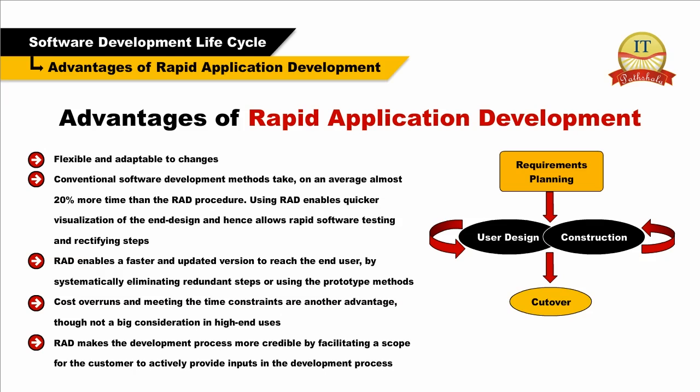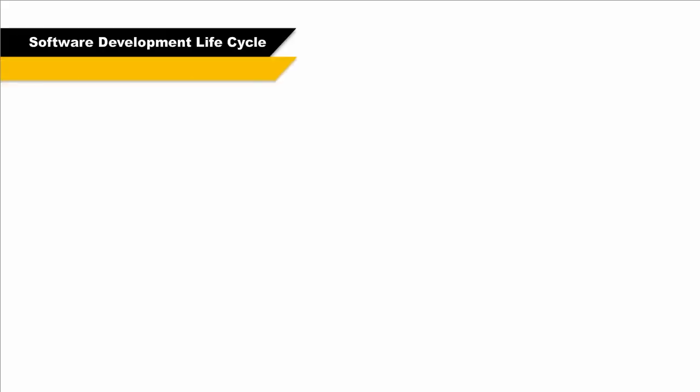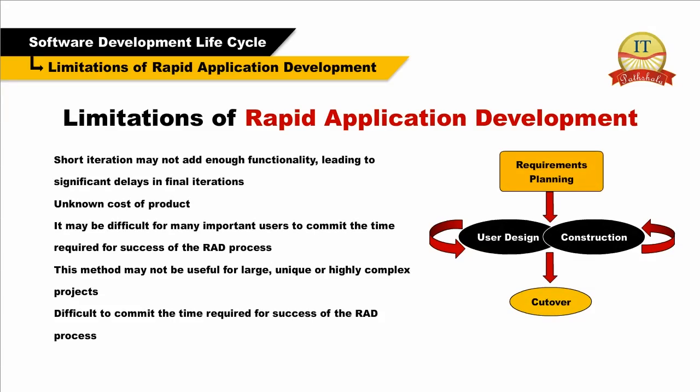RAD makes the development process more credible by giving the customer scope to actively provide inputs in the development process. Limitations of rapid application development methodology are: short iteration may not add enough functionality, leading to significant delays in final iterations. Unknown cost of product. It may be difficult for many important users to commit the time required for success of the RAD process. This method may not be useful for large, unique, or highly complex projects.